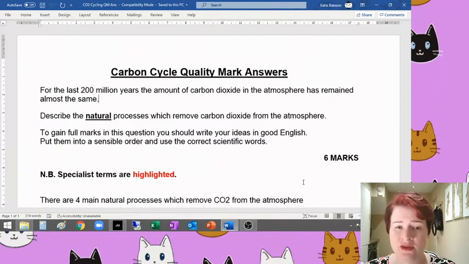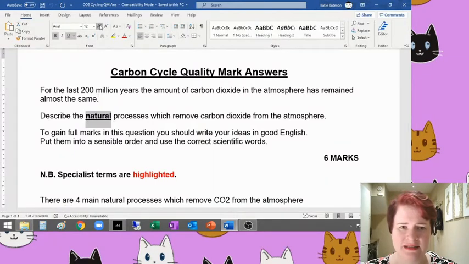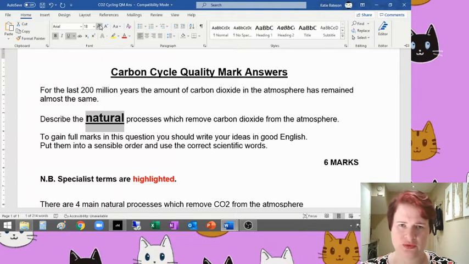Okay. So there are two key points that I want to pick out from this question. The first one is actually underlined, but let's enhance it a little bit more. Natural processes. So this is not synthetic, not done by humans or people or anything like that. That's the first point. So if you've mentioned burning of fossil fuels, that's not going to get you any marks because that is not a natural process.